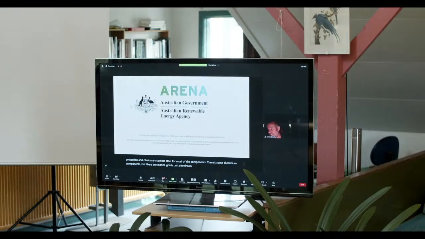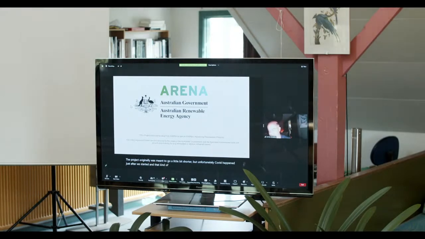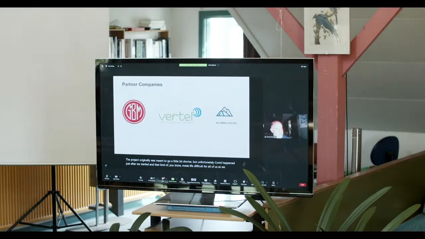So the project that we've undertaken over the past couple of years has been with ARENA. ARENA's fantastic in looking at new technologies in the Australian landscape. The project originally was meant to go a little bit shorter, but unfortunately COVID happened just after we started, and that made life difficult for all of us, as we all know. There were 3 partner companies that we installed sites with, predominantly on the East Coast, but a couple on the West Coast of Australia as well.